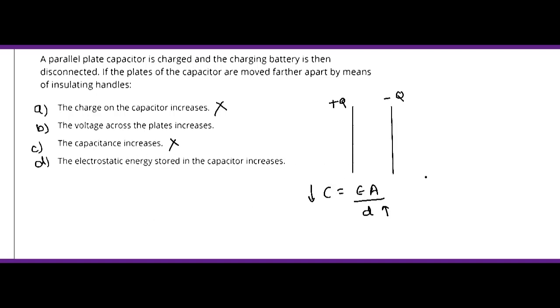Now, what to tell about the voltage? So voltage is written as V equals Q divided by C. Now we know that C is decreasing, and Q is constant, so these are inversely proportional. If C decreases, then V would increase. So we say that the voltage across the capacitor increases. This is correct.